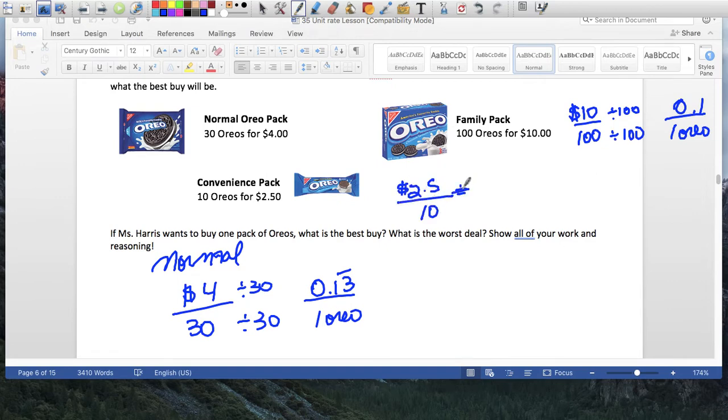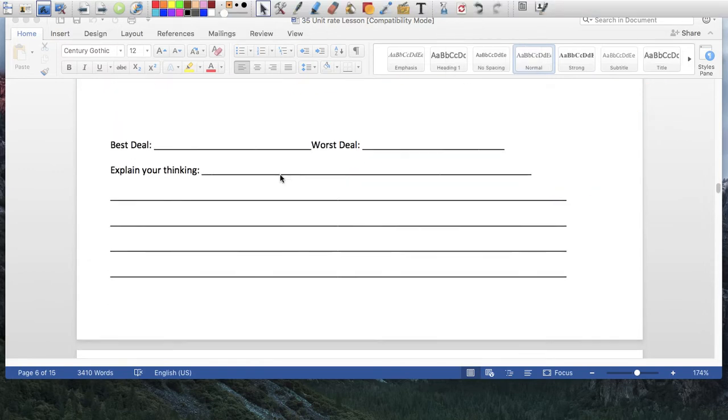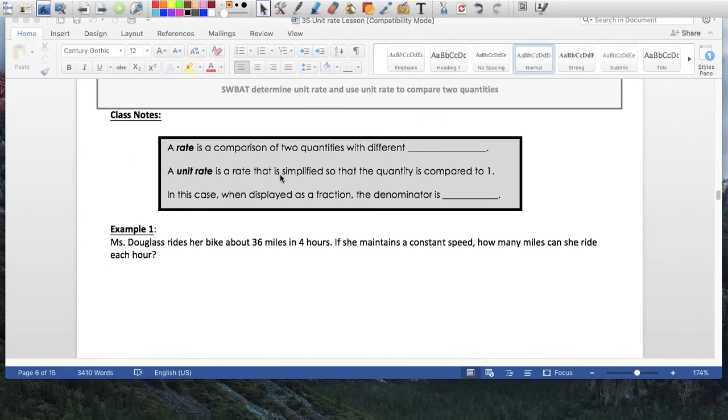And we're going to divide this by 10. Divide this by 10. And we're going to get that 1 Oreo. And 2.5 divided by 10 is 0.25 cents. So the most expensive one is this one, right? So the cheapest one is this. So the best buy is the one that's 10 cents per. Okay. Then you can explain your thinking.